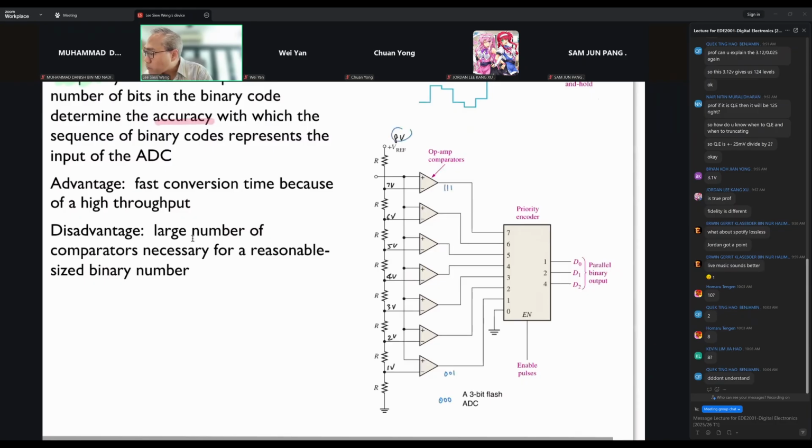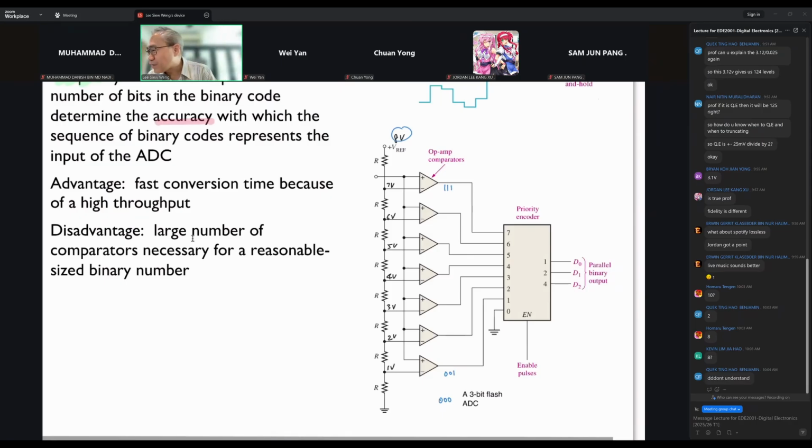Now can you see 8 volts is over here? The last volt that you are comparing with will be 7 volts. There's no point comparing with 8 volts, understand? Because whatever voltage that comes in, you are truncating. Don't forget that. You're rounding down. Okay, are we good on this?